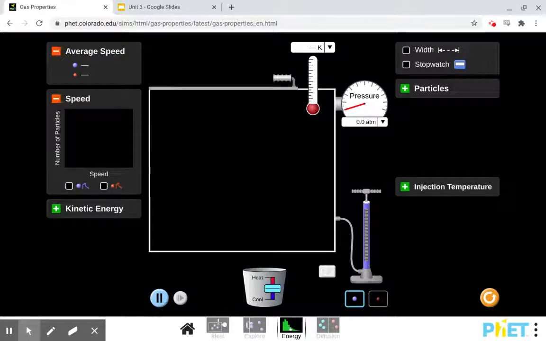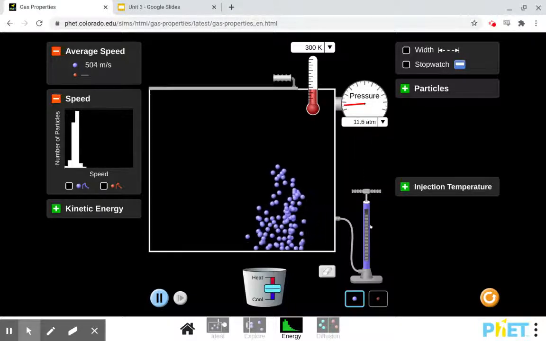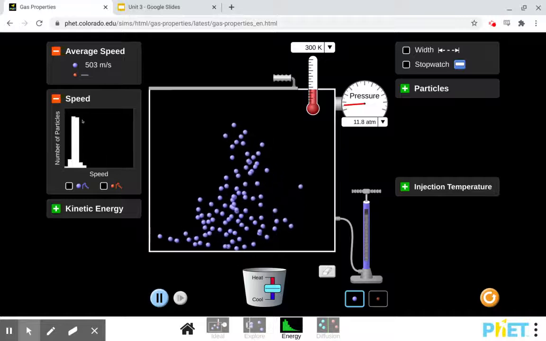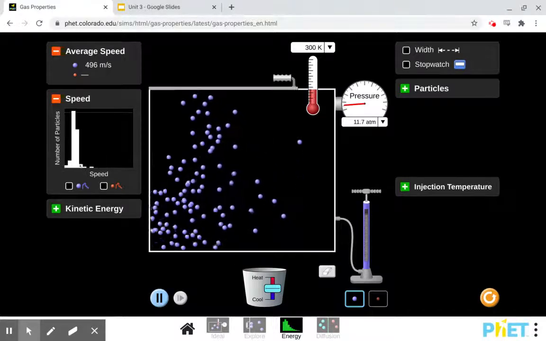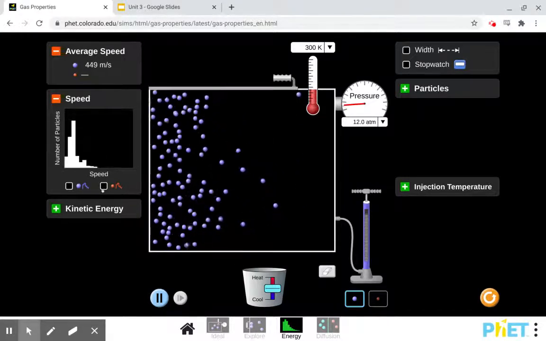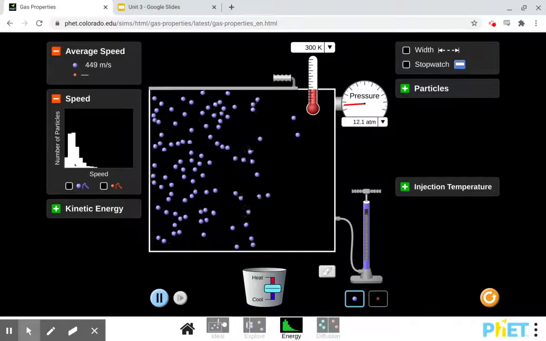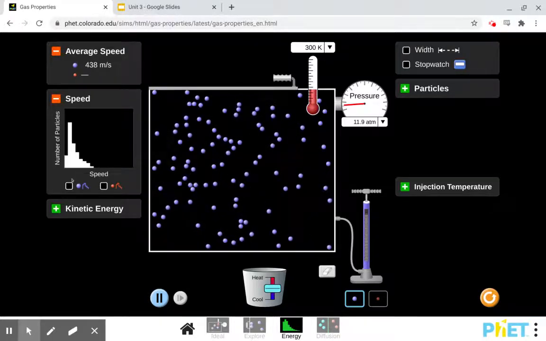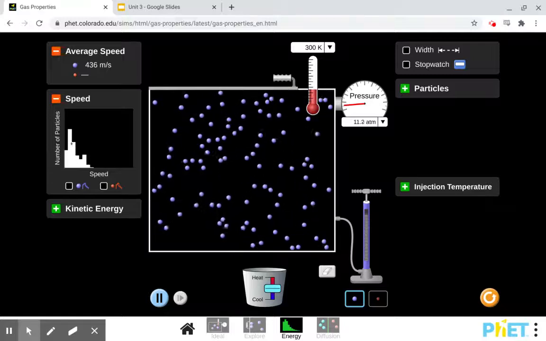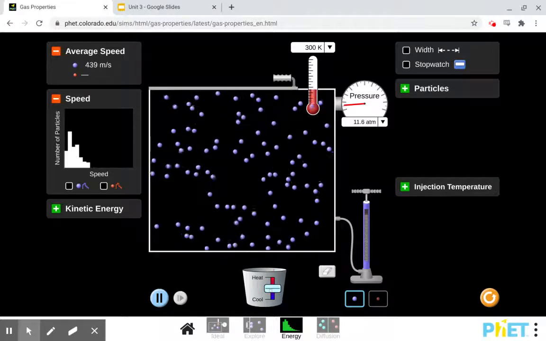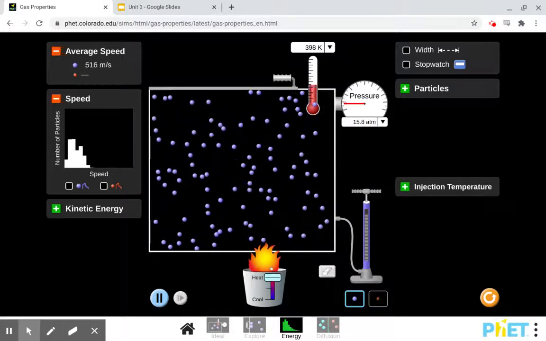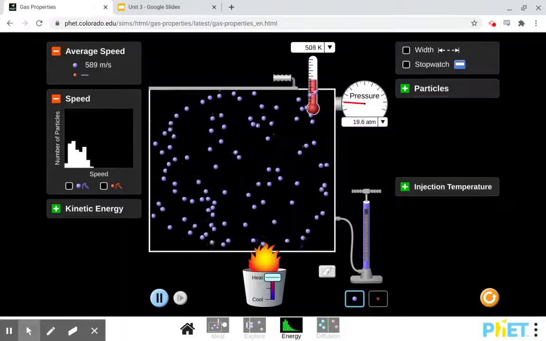Then there's one on energy where you can put the particles in here, and then we can watch and see a graph of their speeds. And you'll see this will very quickly begin to look like a Maxwell-Boltzmann distribution. As the particles are moving around, we can see their speeds. We can see what happens to that distribution as we increase the temperature.